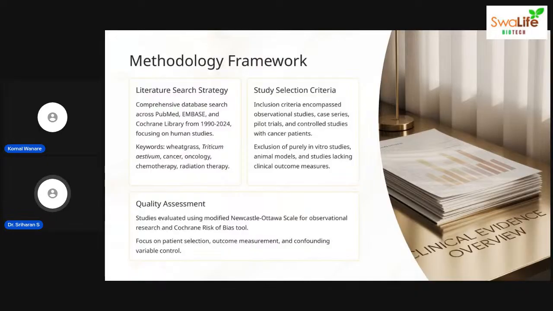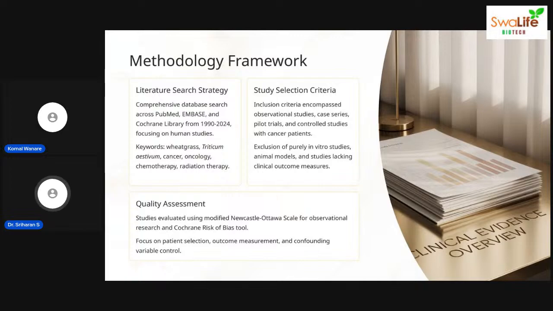So first, in our literature, the literature search strategy. The main databases are PubMed, Embase, and the Cochrane Library. This is the focus. The literature search strategy is based upon keywords: wheatgrass, cancer, oncology, chemotherapy, radiation therapy. If you want to search, in the first session itself we looked deeply at how to search in PubMed and how to search in databases. We clearly saw that. Based upon that, you can do the literature search strategy.